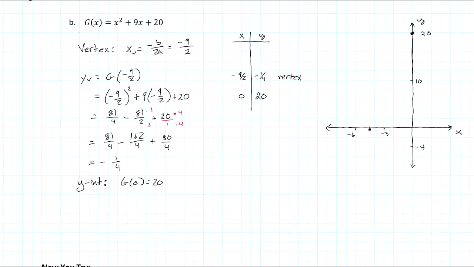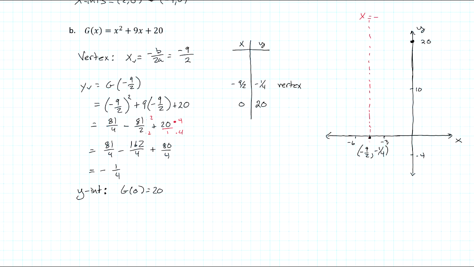And we can see that this is upward facing. It's going to have to go up from that vertex to hit that y-intercept. I'll label this point negative 9/2, comma negative 1/4. Oops. Negative 1/4. Now we want to go ahead and say the axis of symmetry is right here at x equals negative 4 1/2.